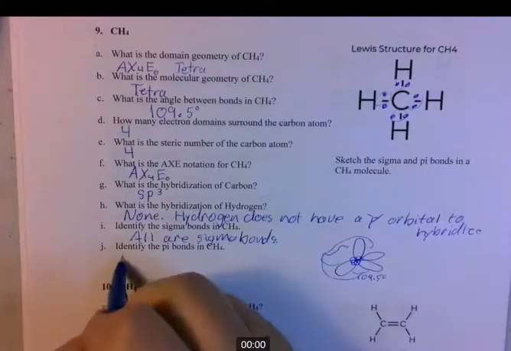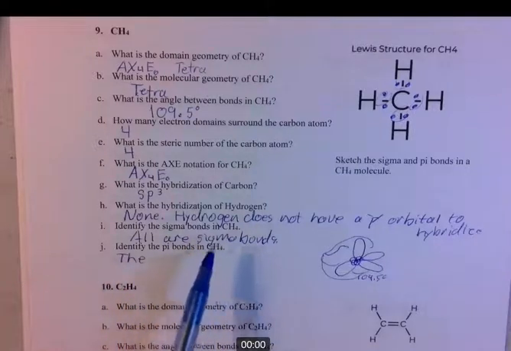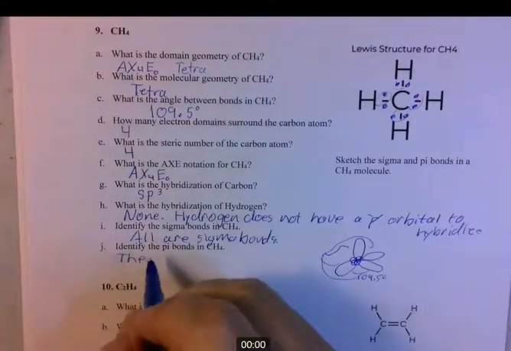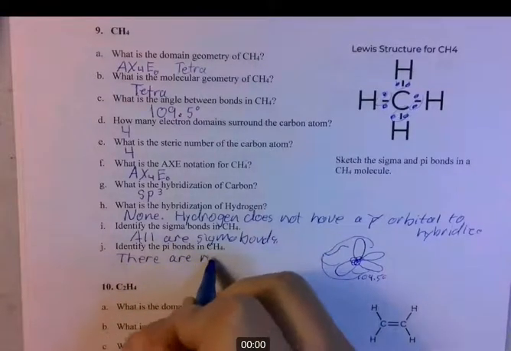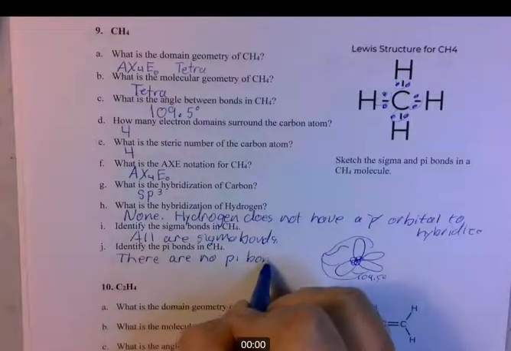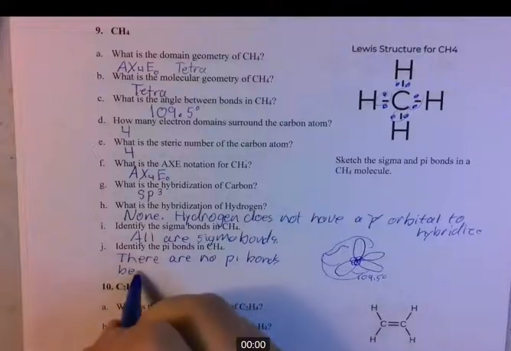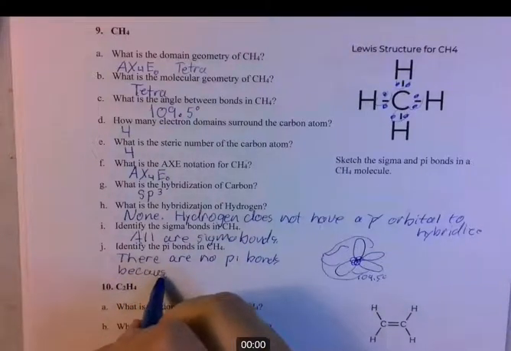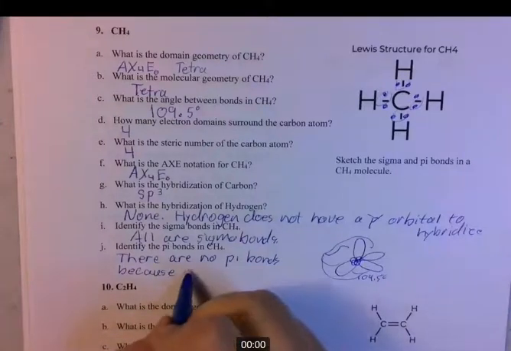Okay, so these are all sigma bonds. Identify the pi bonds. There are no pi bonds because there are no unhybridized p orbitals. Everything is an sp3 in this tetrahedron. So there are none, because all p orbitals have been hybridized. And pi bonds require unhybridized p orbitals.